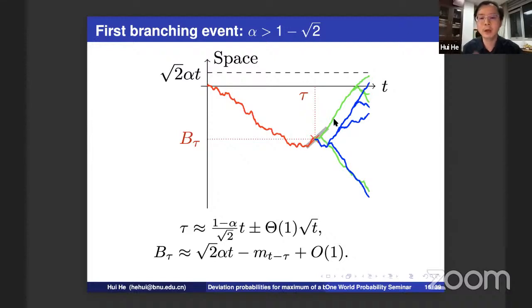We also know that on average, the height of the maximum of these 2 branching motions is little m_{t minus tau}, because they start their motion at time tau. So at time t, the height of these 2 branching motions should be less than square root 2 alpha t. So the position here, B_tau, should be around square root 2 alpha t minus little m_{t minus tau}, and tau should be less than t.